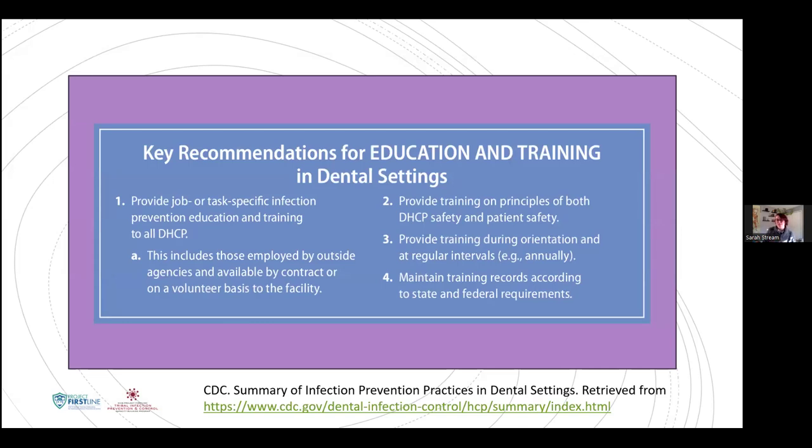All right, so the next domain is education and training. So facilities should be providing education and training for their staff, and education and training are two different things. So education is what we're doing today. Training, think about like hands-on training. But the office should provide that job or task-specific education and training to all of their staff before they start working. So the education and training program should also include if they have contractors or volunteers or students that come into the facility, all of that training should apply to them as well.